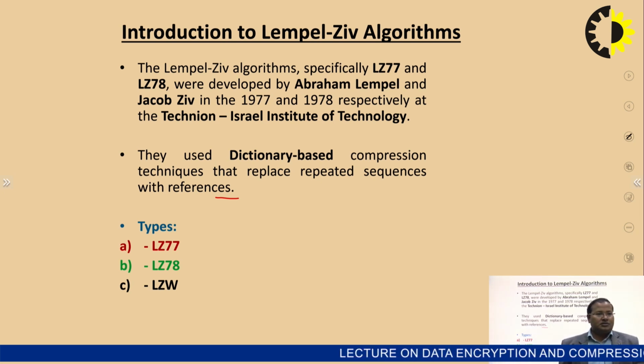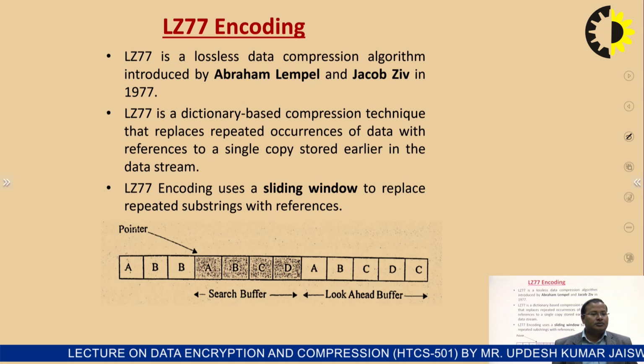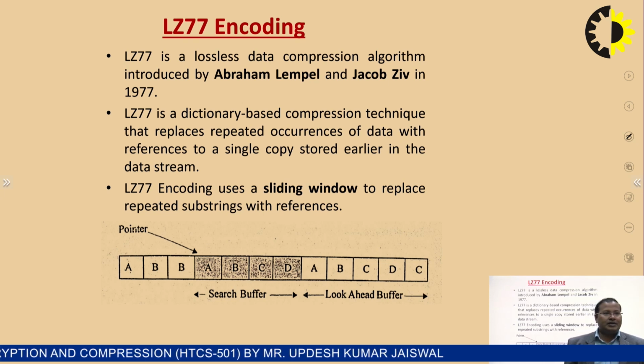I will discuss these three: LZ77, LZ78 and LZW, one by one. So starting from the LZ77 encoding, it is a lossless data compression algorithm introduced by Abraham Lempel, as I already told, and Jacob Ziv in 1977. LZ77 is a dictionary based compression technique that replaces repeated occurrences of data with references to a single copy stored earlier in the data stream.